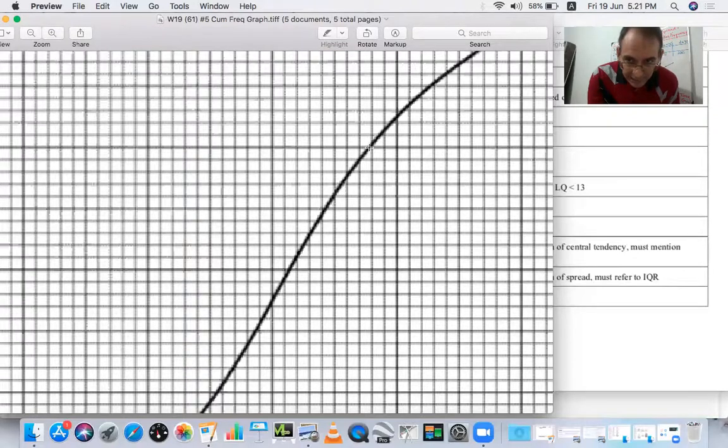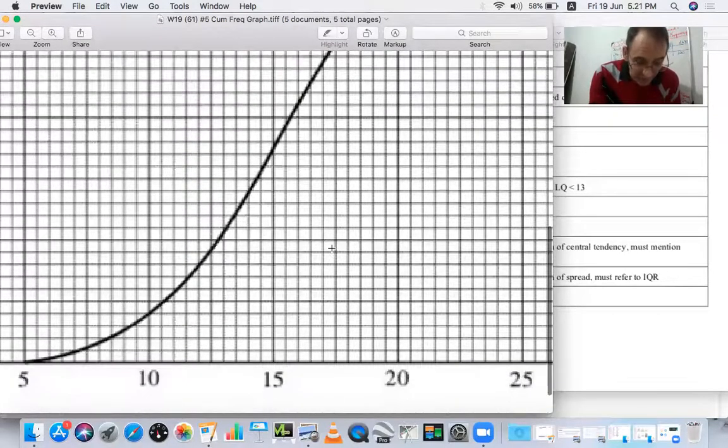So what did we have? About 12.7 and 18.8. That gives about a 6.1. If you take the 18.8 minus the 12.7, you get 6.1 as your interquartile range.